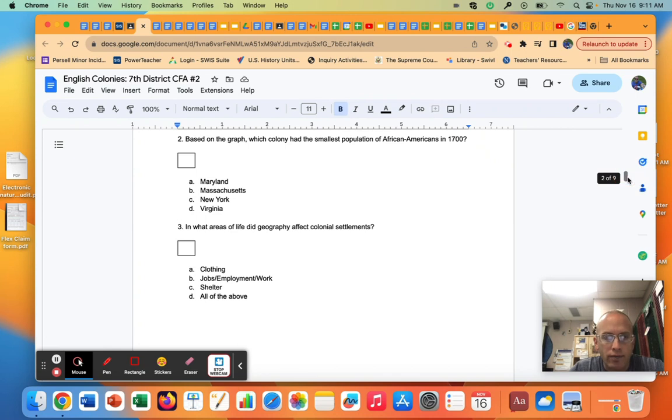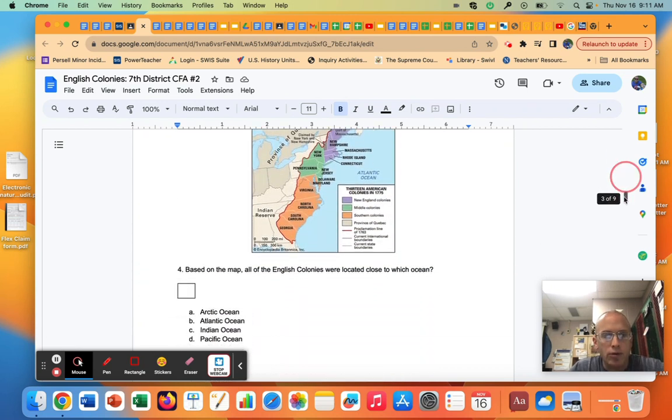In what areas of life did geography affect colonial settlement? So how did the land, how did the geography affect the settlement? Did it affect the people's clothing? Did it affect their job, their work, their employment? Did it affect the shelter? Or D, it affected all of the above? All right, moving on to the next one.